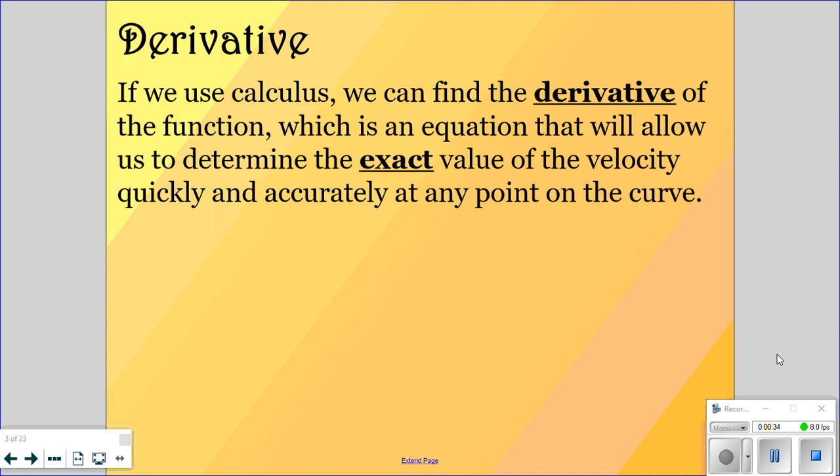So if we use calculus, we can find the derivative of the function, which is an equation that will allow us to determine the exact value of velocity quickly and accurately at any point on the curve. So we won't have to try and estimate it and see if our answer is close enough to what the book got. We will be able to find it exactly as long as we know what the equation of the curve is.